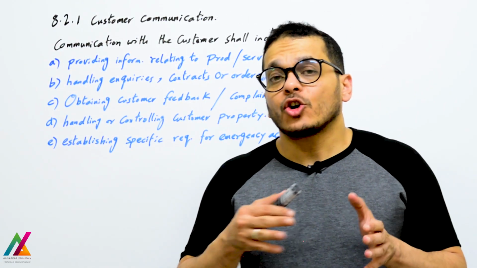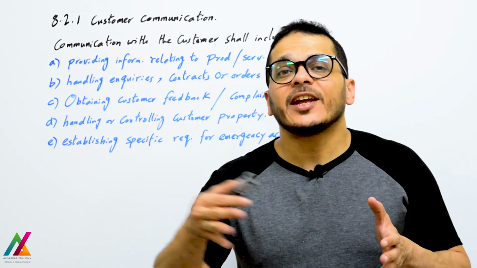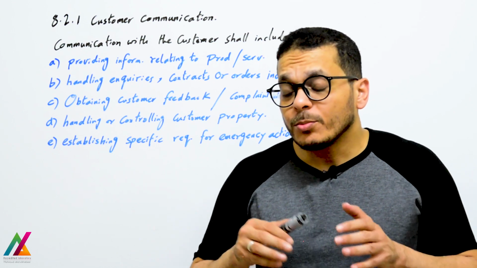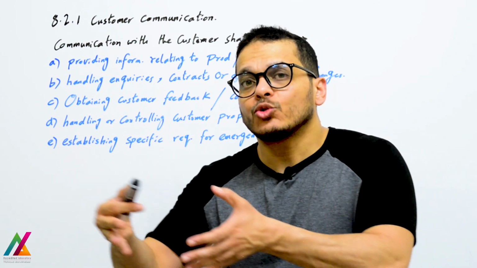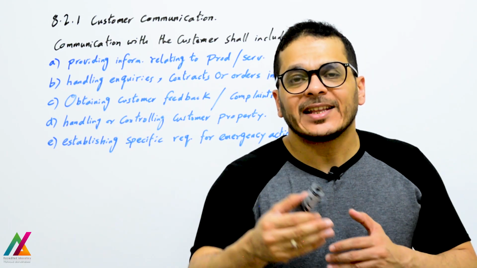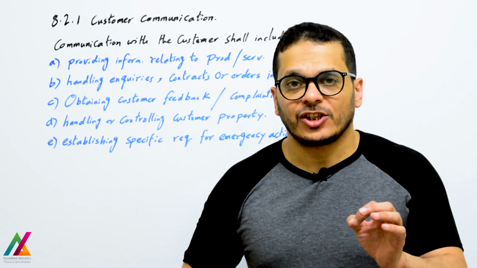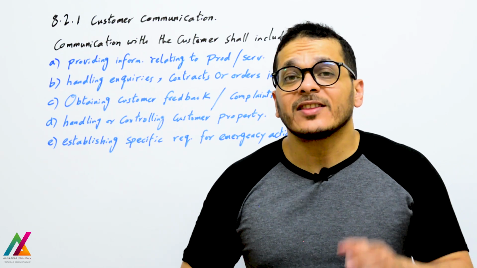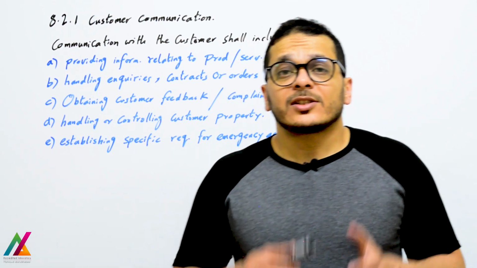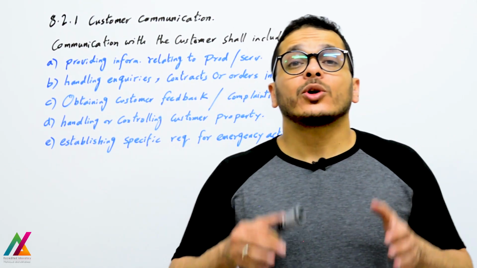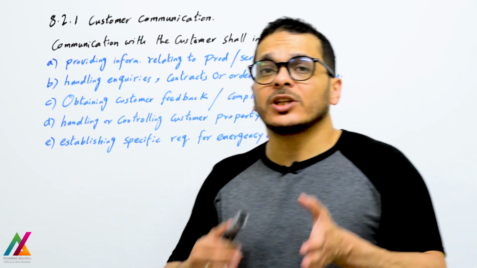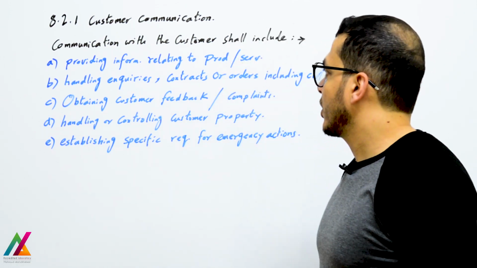The organization shall communicate with the customer, and this is very important, because it helps the organization to improve its quality relating to the product or service provided, and that will lead at the end to customer satisfaction. And customer satisfaction is the key goal of most companies. So the first point is to communicate with the customer, because this is very important for customer satisfaction.